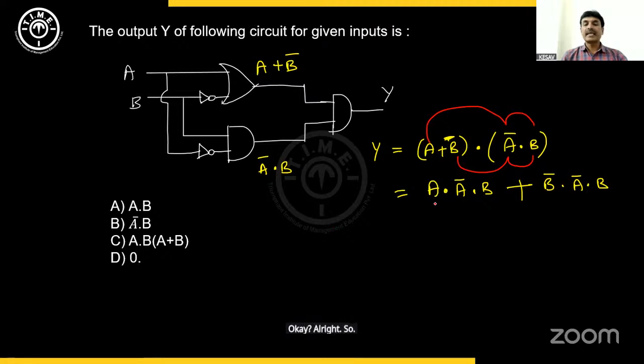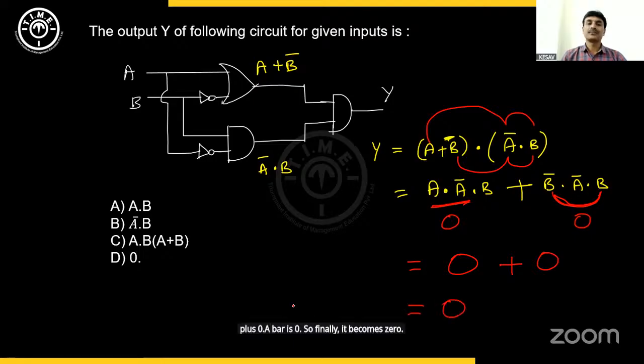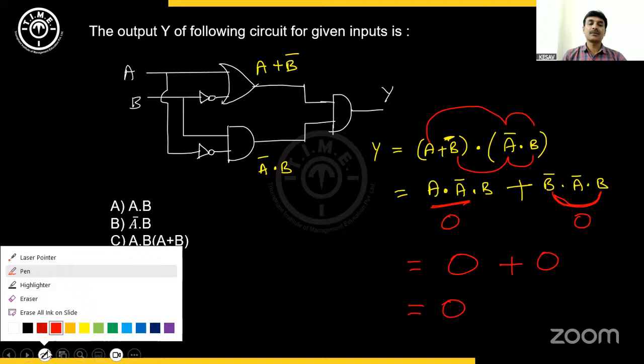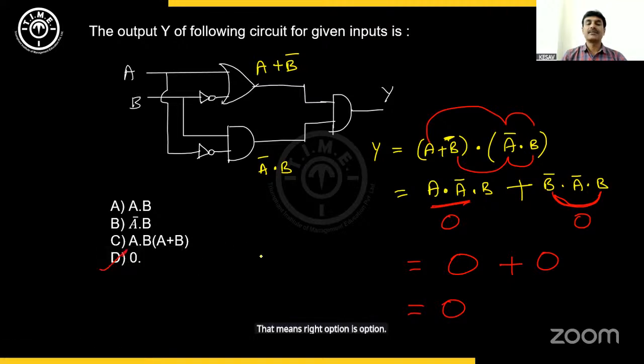So what is A dot A bar? If you don't remember, you go back and see. A dot A bar is 0. Similarly, B dot B bar, this will also give you 0. So 0 dot B is again 0 plus 0 dot A bar is 0. So finally becomes 0. That means right option is option D. D is the right option for this question.